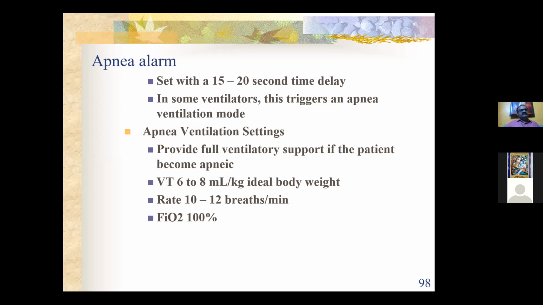Usually we set 6 to 8 ml per kilogram body weight, a rate of 10 to 12, and FiO2 100%. That will apply if the patient goes into apnea during pressure support ventilation. The machine will sense it if the patient is not taking a breath within 15 to 20 seconds and go into the apnea ventilation mode. That's basically to avoid collapse of the patient. Even if you are not noticing, the machine will go into an apnea mode where it will be fully supporting the patient.